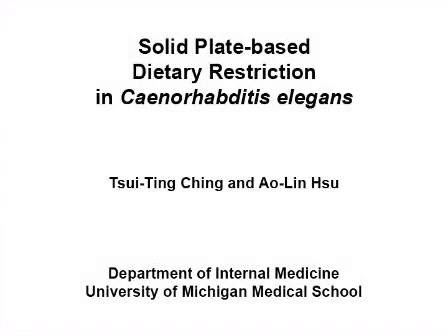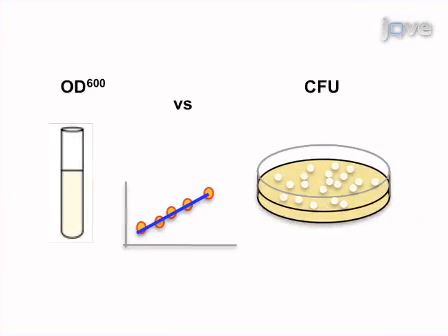The procedure performs dietary restriction on the standard agar-based plate in C. elegans to study its effect on longevity, reproduction, and metabolism. This is accomplished by first accurately measuring the concentration of the bacteria that will be used as a food source.